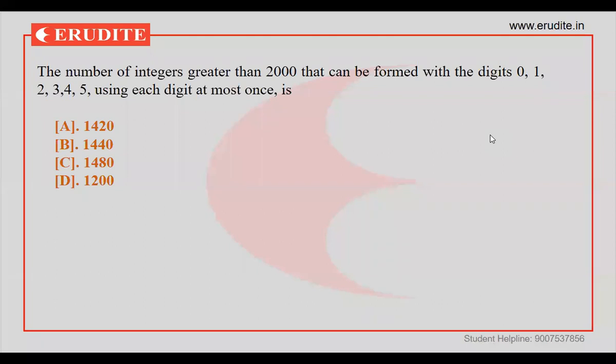Hello everyone. So we are going to discuss this question. This question came in CAT 2022, Slot 2 paper. What they're saying here is the number of integers greater than 2000 that can be formed using the digits 0, 1, 2, 3, 4, 5, using each digit at least once. That means it is a no-repetition question. This is one of the questions from permutation.